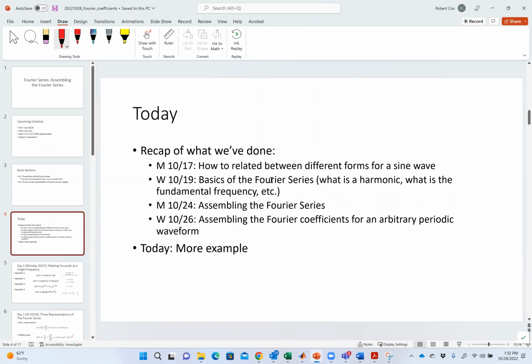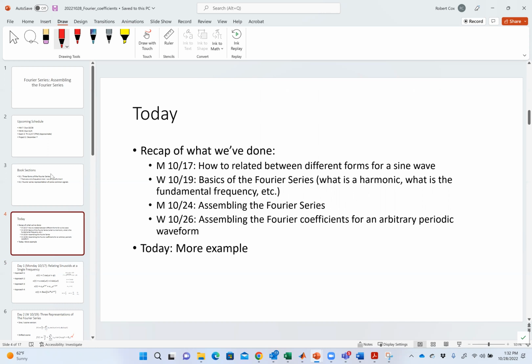Then we talked about all the basic stuff for the Fourier series, and how to assemble it, looking at the different formulas. Then we talked about how to figure out the coefficients for an arbitrary waveform. So today we're going to look at one more example of that, and then I'm kind of done with it. Basically, at that point, it's really just all calculus and algebra to calculate these things.